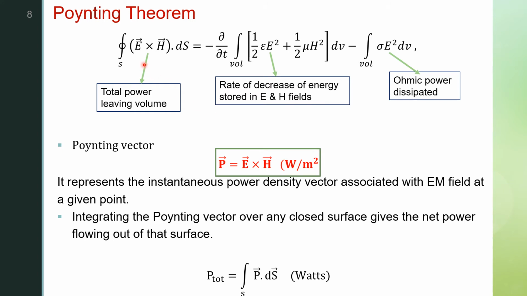Here, the surface integral of E cross H dot ds is equal to minus dou by dou t of the volume integral of half epsilon E square plus half mu H square dv, minus the volume integral of sigma E square dv. This expression is called Poynting theorem.